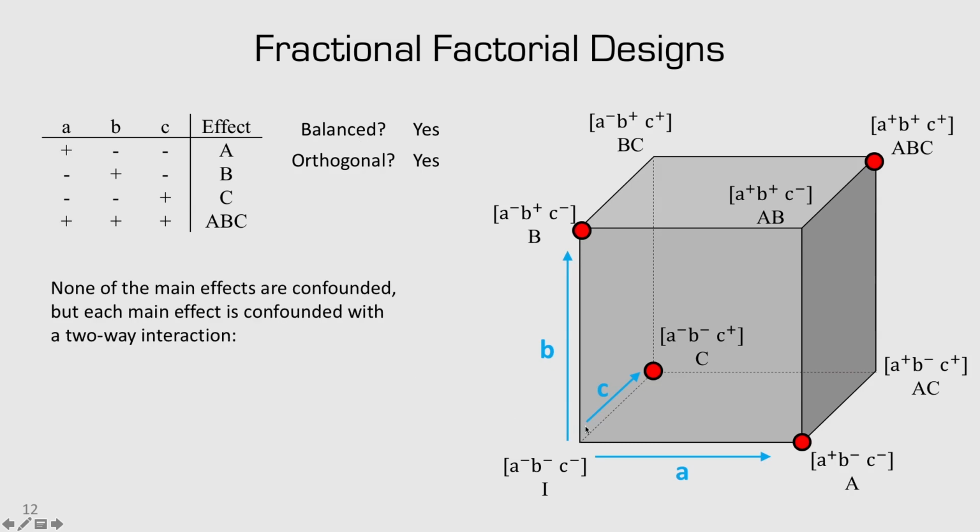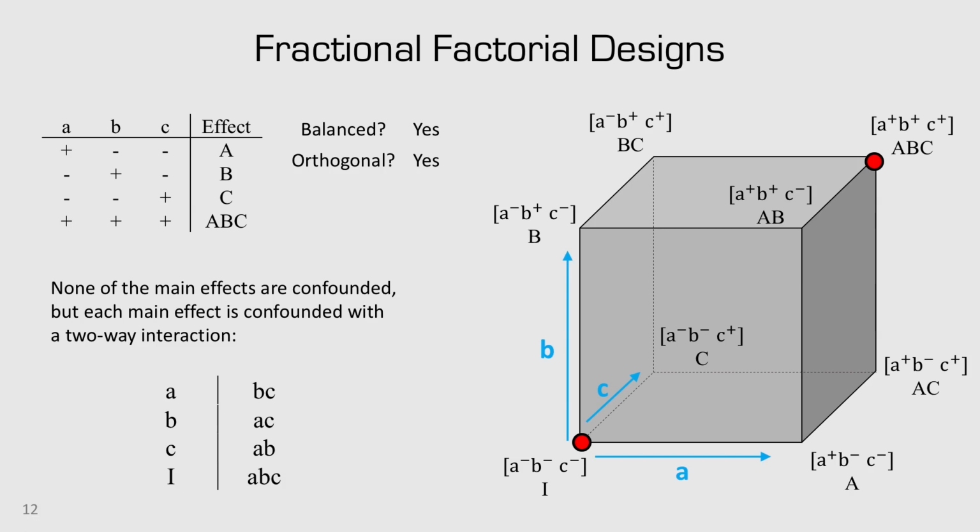Now, in an orthogonal design, none of the main effects are confounded, which is often a good thing and usually what we're mostly interested in. But keep in mind that because it's a fractional factorial design, there are other confounded effects. In orthogonal designs, the main effect is confounded with a two-way interaction. The A term is confounded with BC, the B term is confounded with AC, and the C term is confounded with AB. Finally, the ABC term is confounded with the I term.